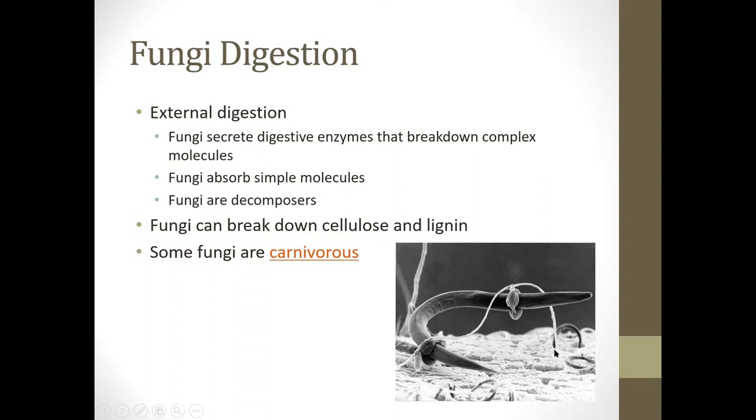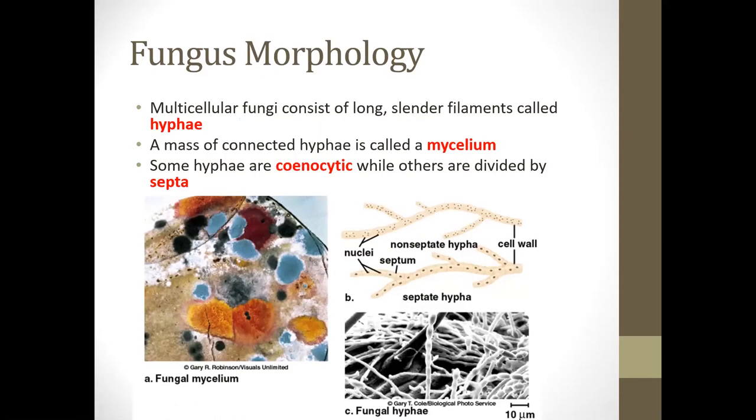There's a type of fungus that will make a lasso with its hyphae, and I'll talk about what hyphae is in a second. The nematodes will swim through this lasso, where the fungi will clamp down on the nematode, then release its digestive enzymes to break down that nematode. Okay, so now let's talk a little bit about the structures of fungi.